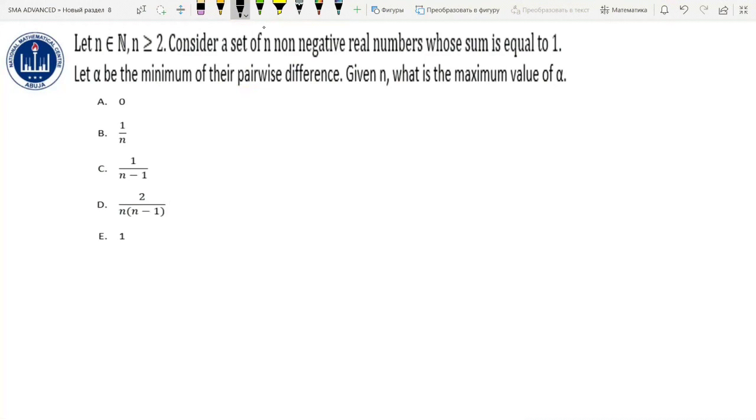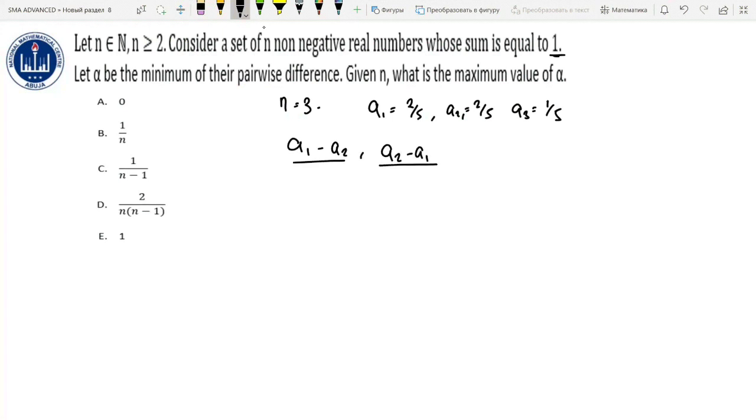Let me give some concrete examples of what I mean. For example, let's say we're dealing with n equals 3. What I mean by taking them separately is, let's say our variables are a1 is 2 over 5, a2 is 2 over 5, and a3 is 1 over 5, because I want them to satisfy that their sum is 1. So what I mean by difference is that we take a1 minus a2 as a difference, and also a2 minus a1 will also be a difference. These two will be considered distinct, because this question is a bit ambiguous. They said pairwise difference. They didn't say positive pairwise difference.